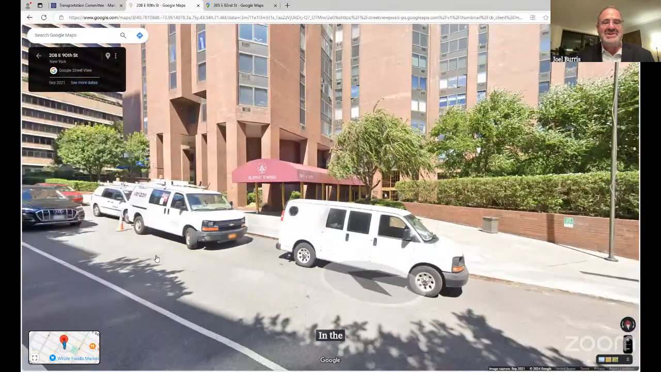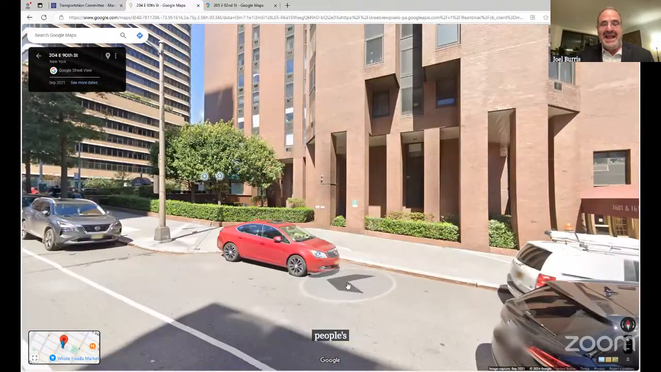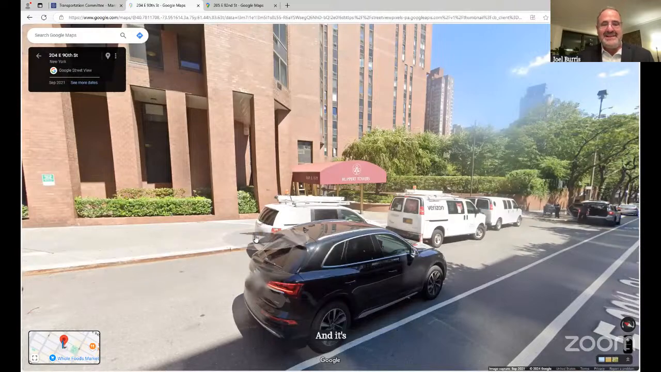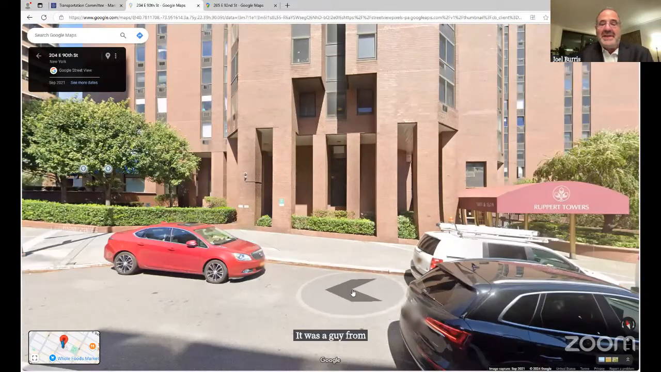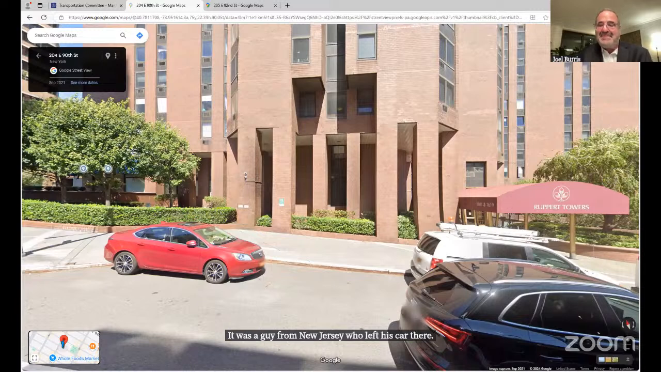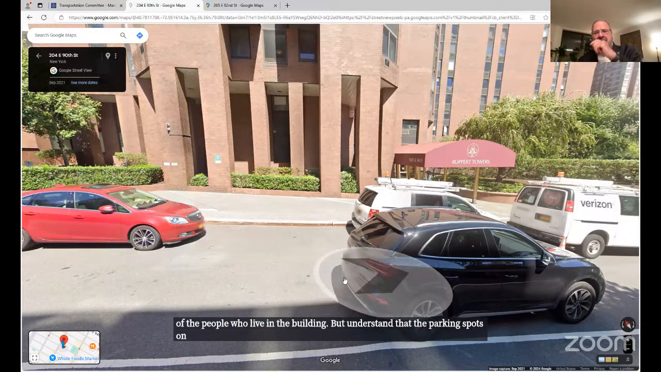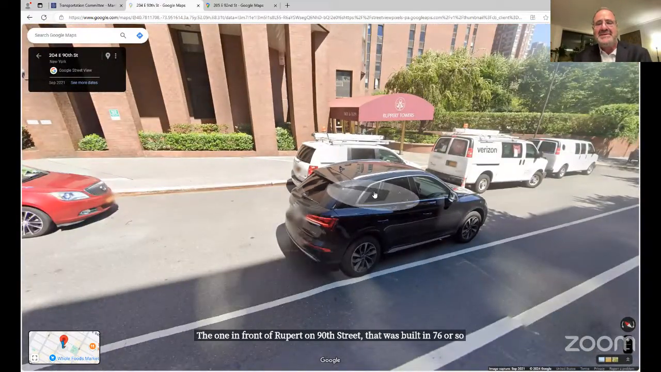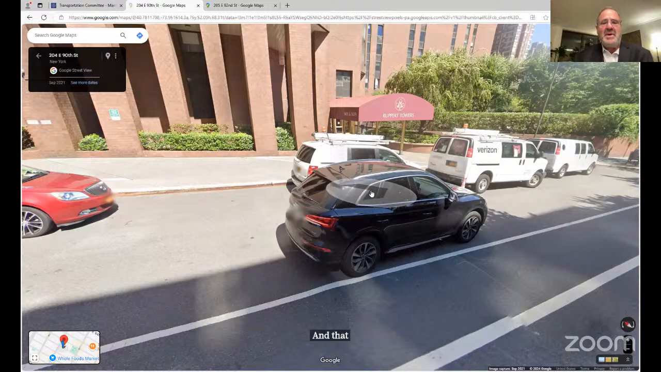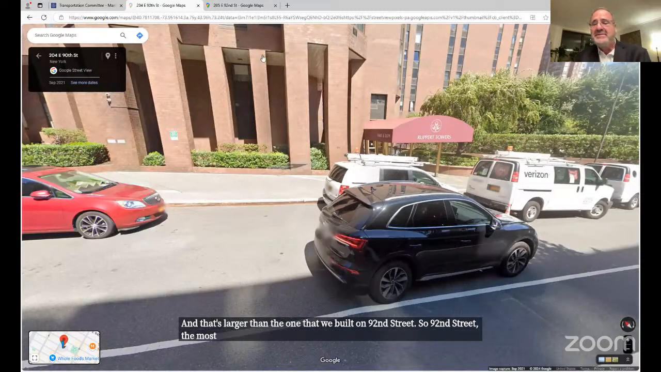While I love Rita and I appreciate what she's saying, this has turned into people's personal parking spots. And it's often the same people. I know one where the person was parking there for 3 weeks. It was a guy from New Jersey who left his car there. It's just become abusive to the detriment of the people who live in the building. But understand that the parking spots in front of Rupert on 90th Street were built in '76 or so when the building was built, and that's larger than the one that we built on 92nd Street. On 92nd Street, the most you'd get is 3 cars, it's really 2 cars. Okay, thank you.